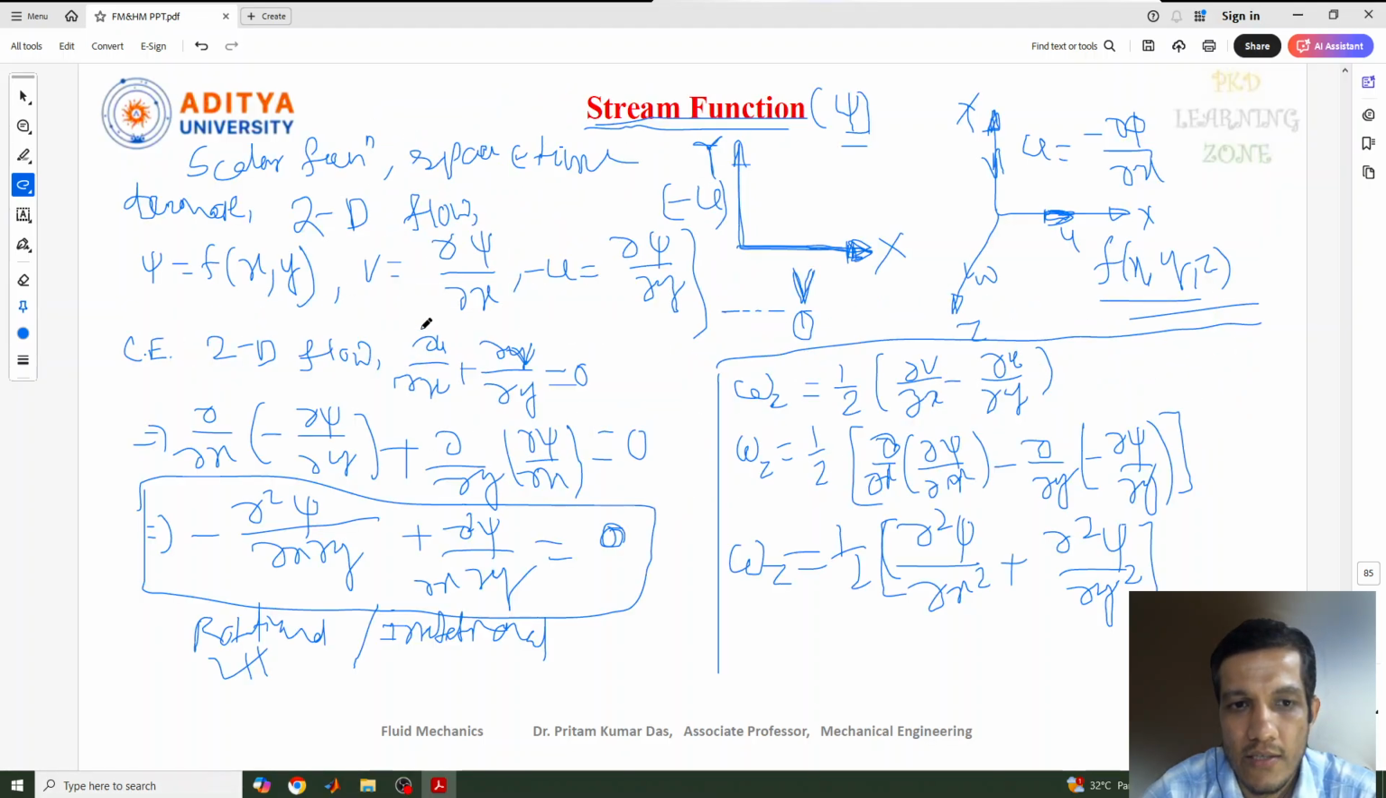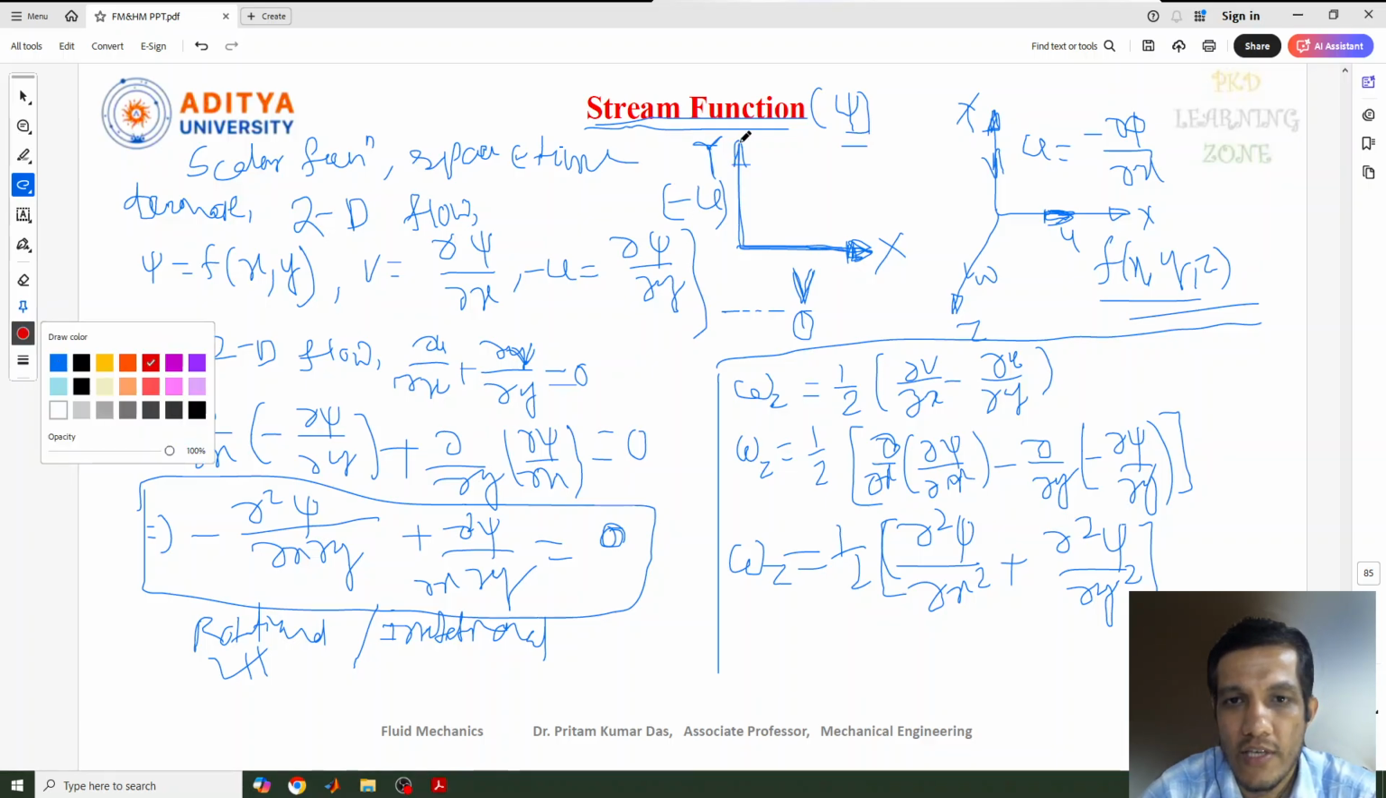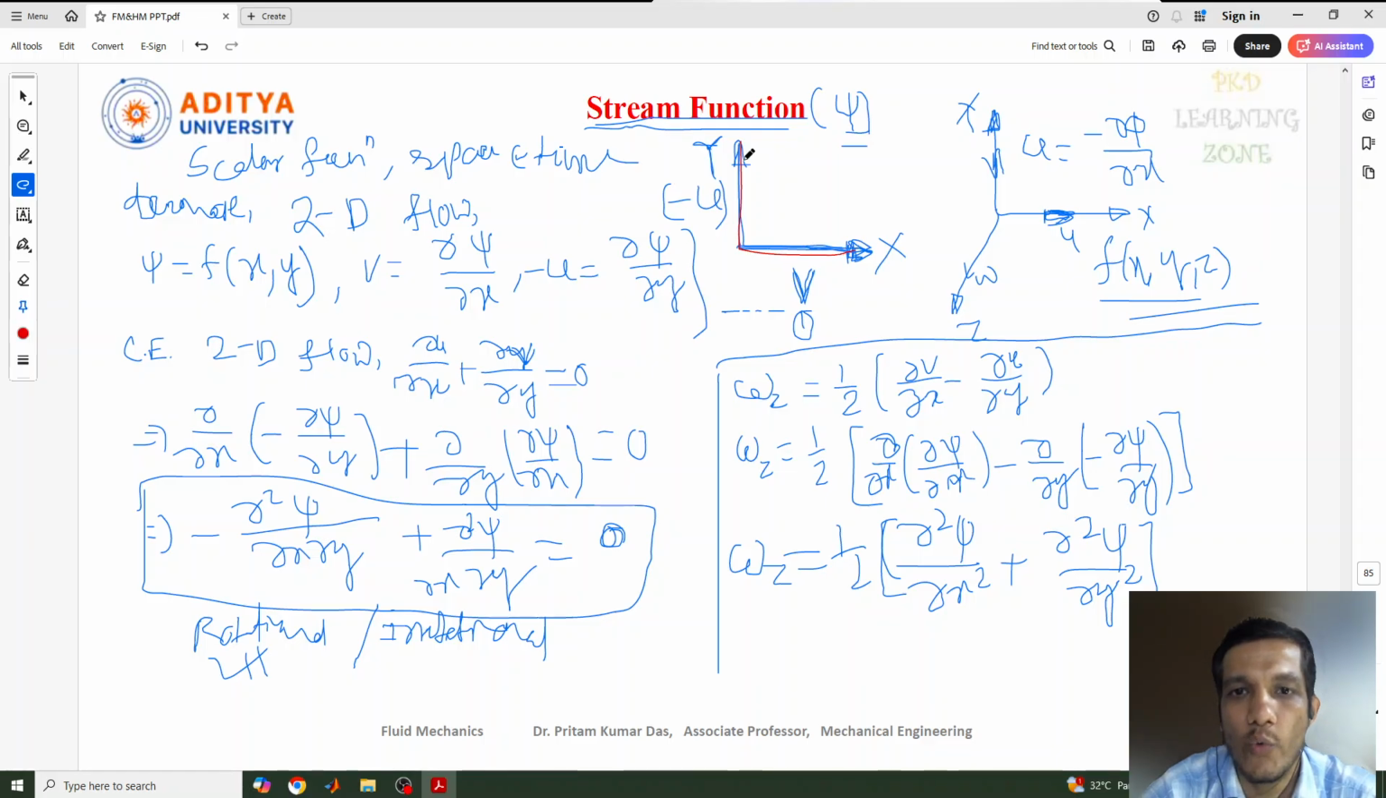Let me again give a brief idea about this. First, we need to consider the stream function in two dimensions, x, y, or you can consider yz or xz. Any two-dimensional plane we need to consider. And what it says is that the velocity of the fluid flowing in any direction is considered perpendicular, or at right angles, to the other one.